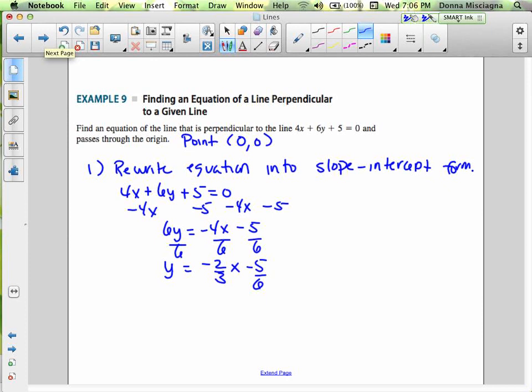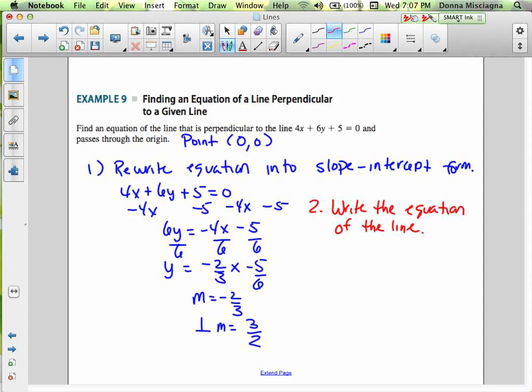All right, so since the lines are perpendicular, the slope of this line is negative 2/3. The slope of the perpendicular line, we would flip it and make the sign the opposite, 3/2. So let's just write the equation of our line. In this case, we don't have to use point-slope because it's going through the origin. So our equation is y equals 3/2 x. And that's it.